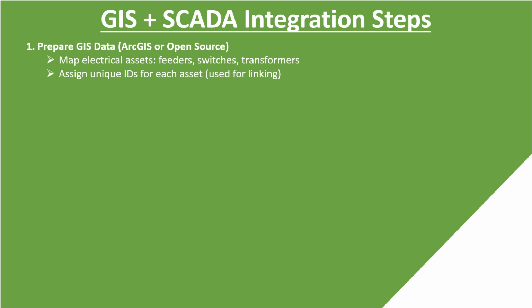First step, prepare GIS data. Either you can use ArcGIS or GE Smallworld or any open source. Map electrical assets, that's feeders, switches, transformers. Assign unique IDs for each asset, used for linking.